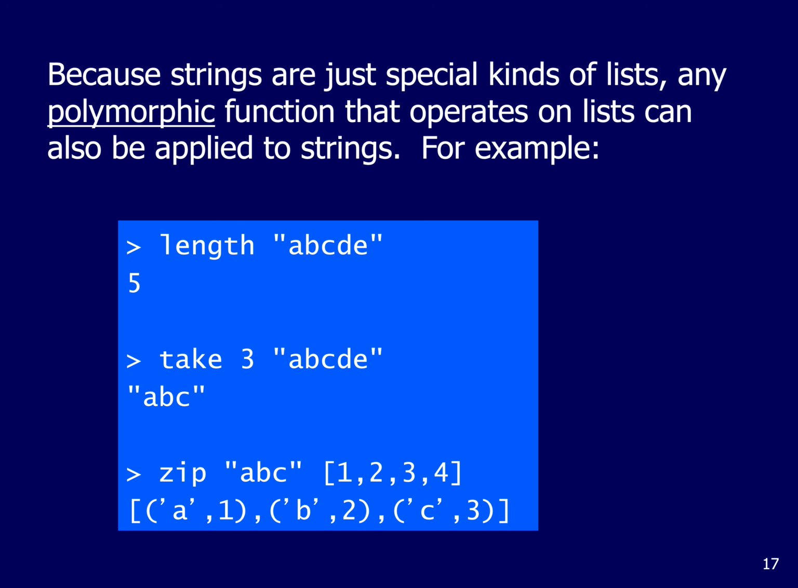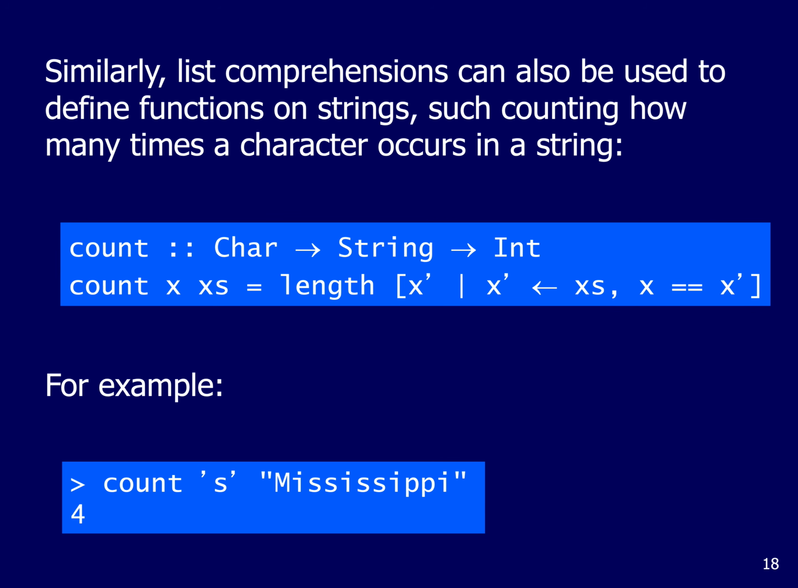So for example, I could take the length of a string and get 5. I could take the first 3 things off a string, "abcde", and get "abc", and I could apply polymorphic functions like zip to strings as well. Okay, because the zip function works with any kind of list, and a string is a special kind of list. So no problem with that. So similarly, list comprehensions can also be used to define functions on strings, because strings are just lists of characters, so we can process strings using list comprehensions.